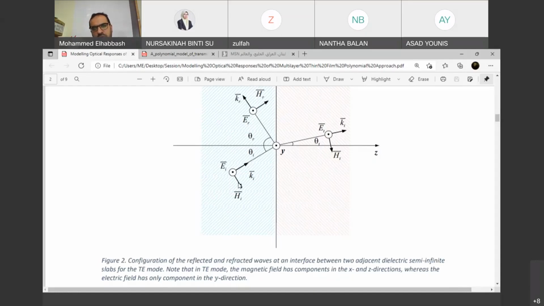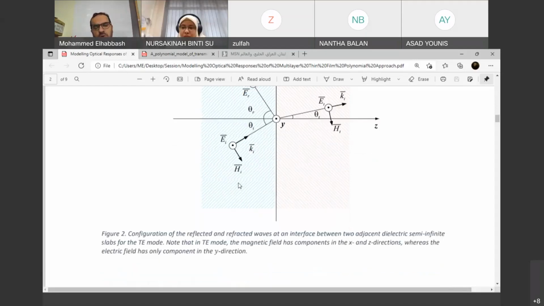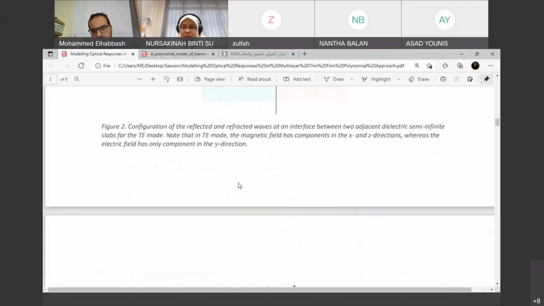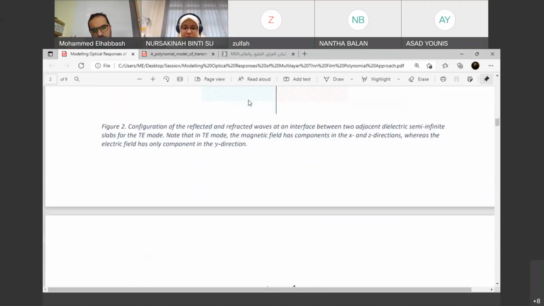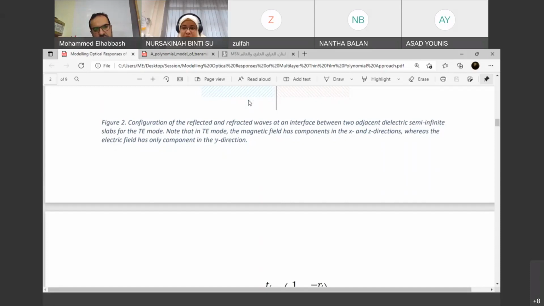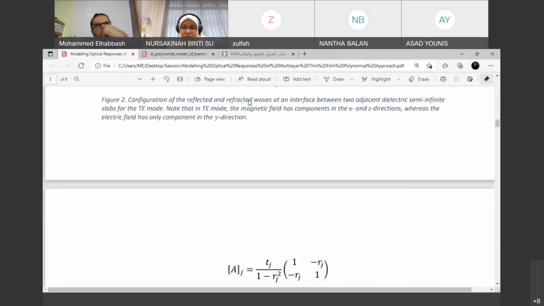I want to hear if at this point everything is known or clear, or if someone wants to ask anything. Are you hearing me? Yes, I can hear you clearly. Okay, I hope everything is clear now. If someone has a question, I can answer before we go deeply into the polynomial approach.